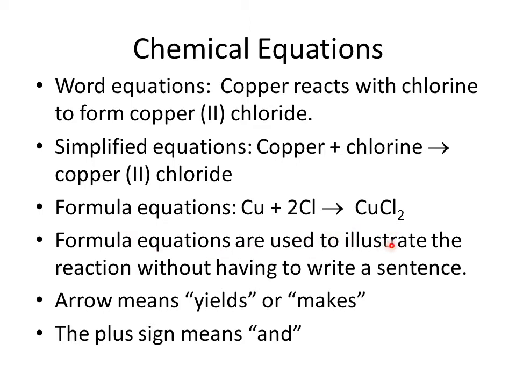Formula equations are basically used to illustrate that reaction without actually having to write a whole sentence out. So this is the shortcut that chemists like to use because they read this the same way as you would read this equation up here. And that way they don't have to write a sentence. Understand that this arrow means yields, makes, forms, that sort of thing. So this is showing you that the chemical reaction goes forward. The way that chemists say it is they always say yield, and that plus signs are always said as and.